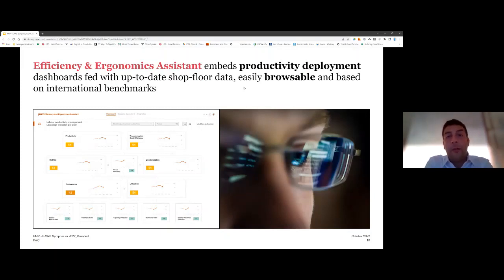The digital solution embeds a productivity deployment dashboard that is fed with up-to-date shop floor data. They're easily browsable, and they're based on international benchmarks. The dashboard displays a set of KPI that recall the world-class productivity deployment models that decompose productivity in the factors method, performance, and utilization. And the data can be displayed for a single line or at more aggregated levels and in the desired time frame that is dynamic.